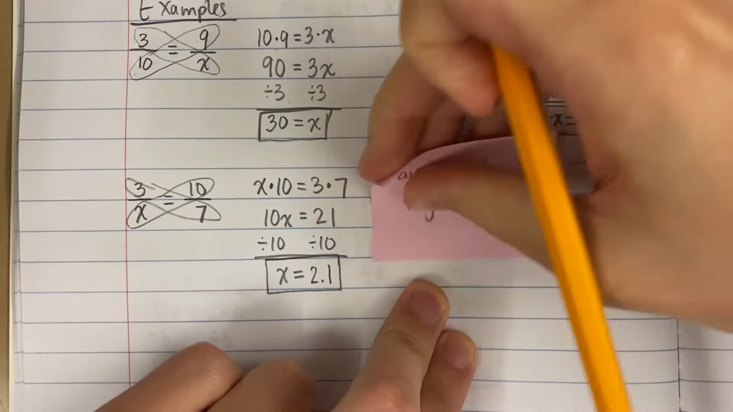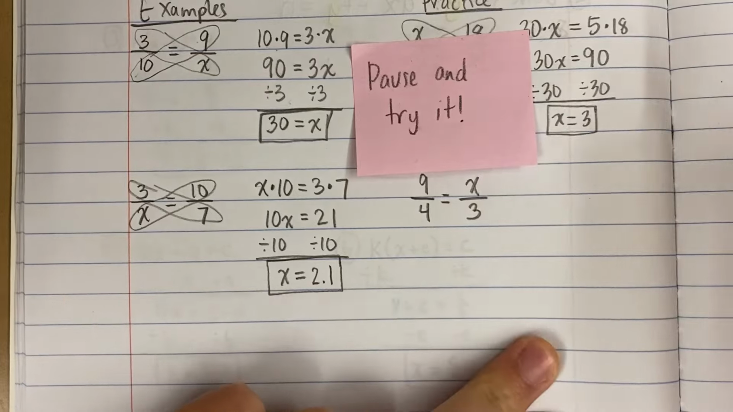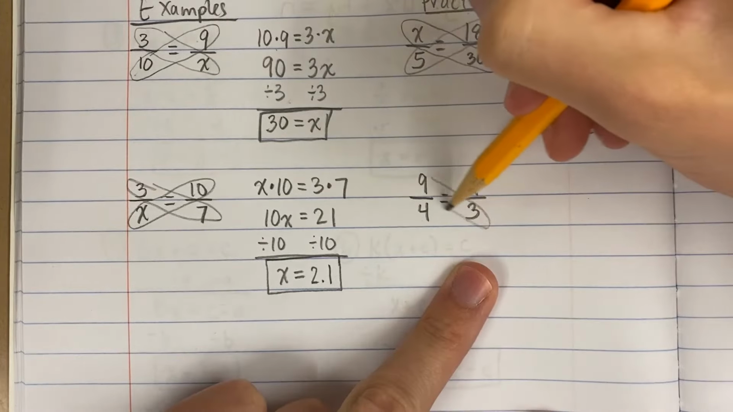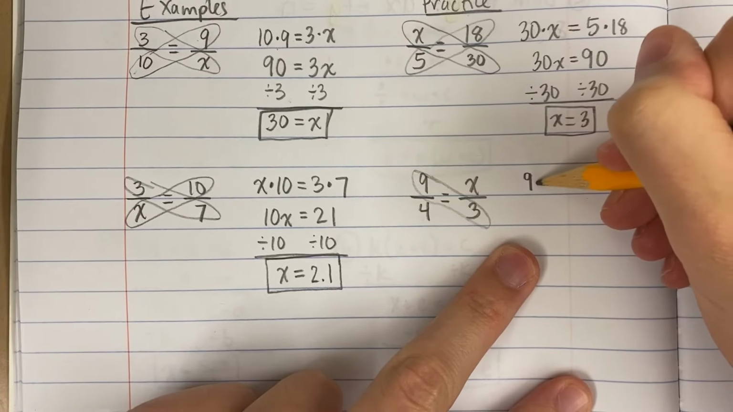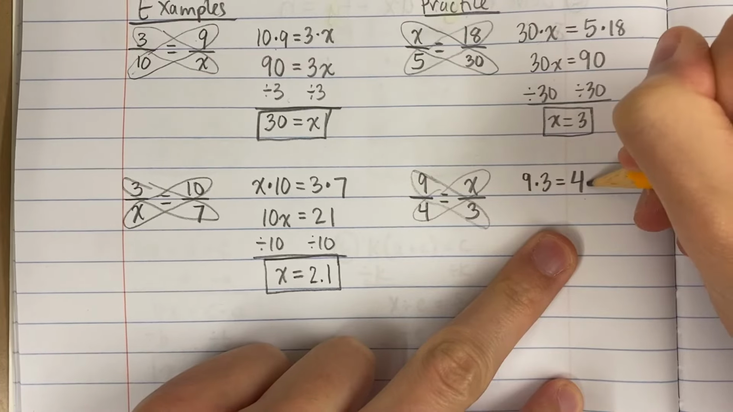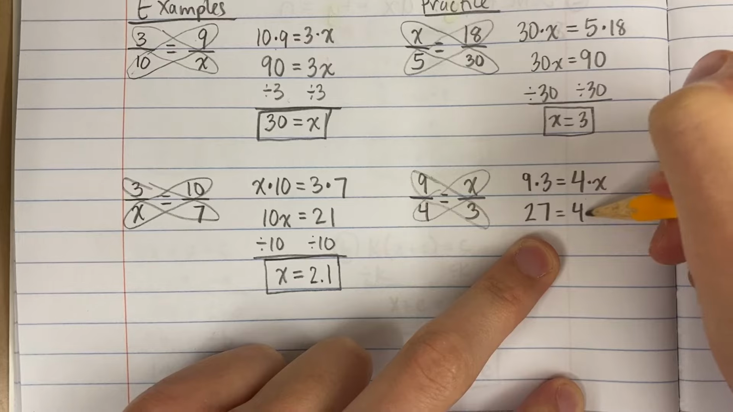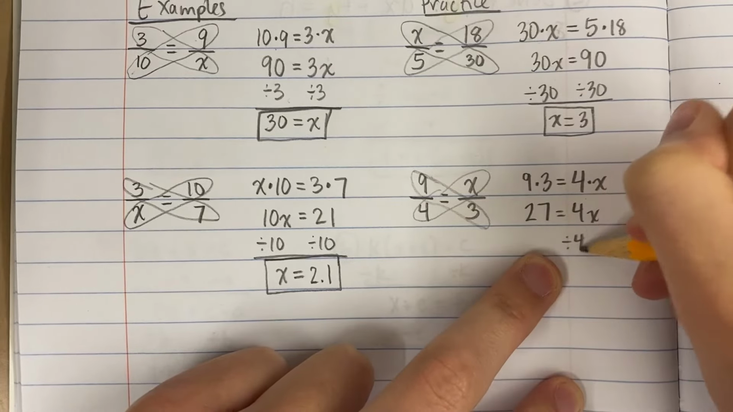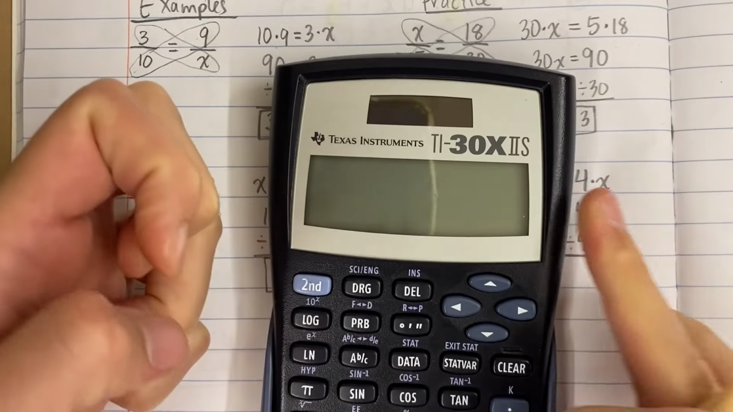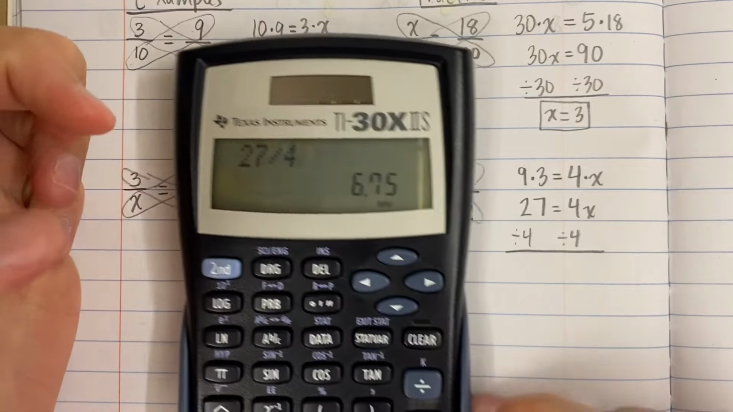All right, so go ahead, pause and try this one. Okay, here's the problem. Pause it and try it. And here's what it should look like. 9 times 3 equals 4 times x. Okay, so I get 27 equals 4x. I'm going to divide by 4. Now 27 divided by 4, I need a calculator for this one. 6.75.